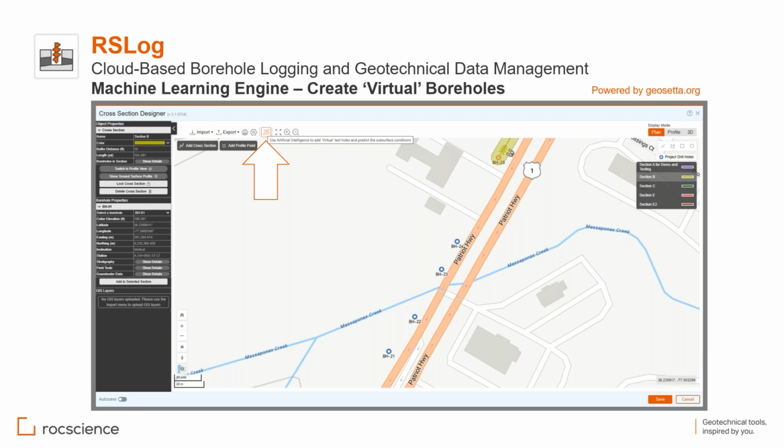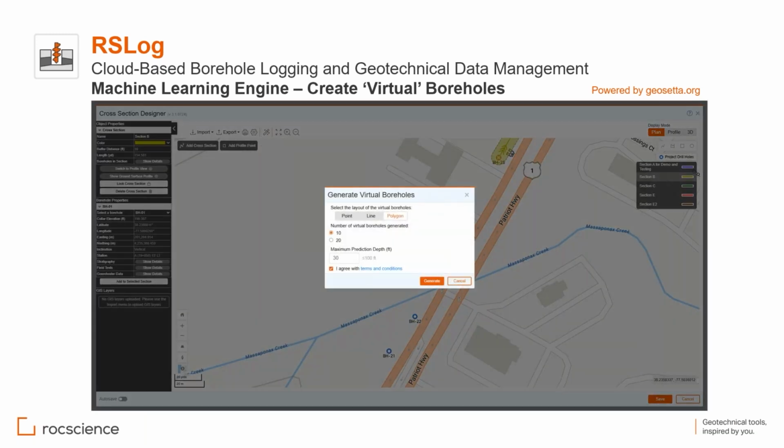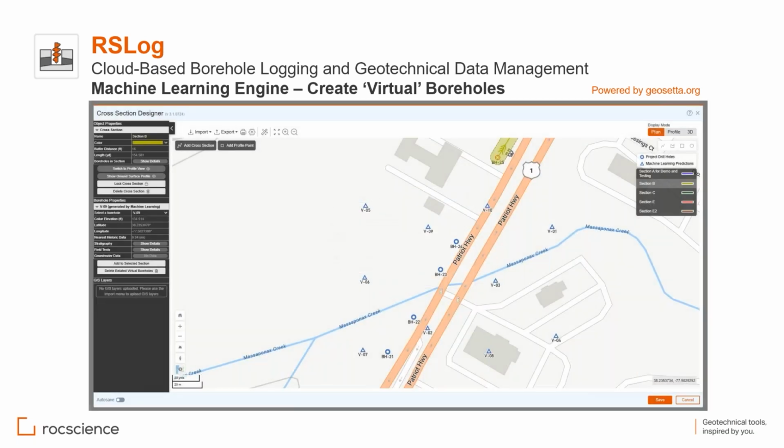Another thing that is available here thanks to geozeta.org is machine learning. So if you want to get an estimate of subsurface soil condition within your project area based on public borehole data, you just click on that button on the toolbar. It takes you to this page, and you can choose the distribution of the machine learning boreholes. We call them virtual boreholes. So once you select the distribution and the number of boreholes that you want to add, after a few seconds, it will add these boreholes for you.